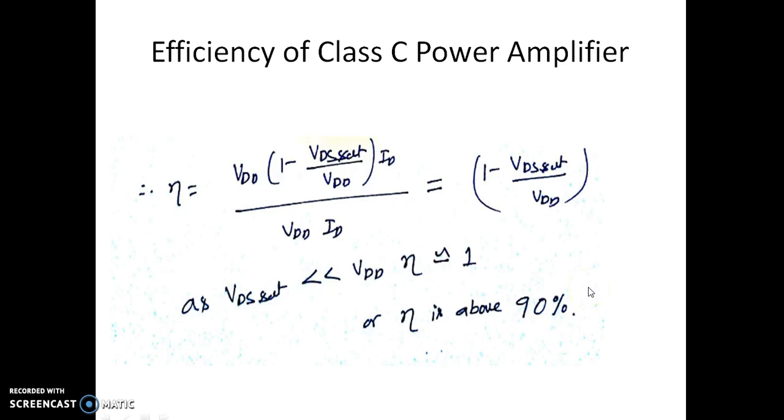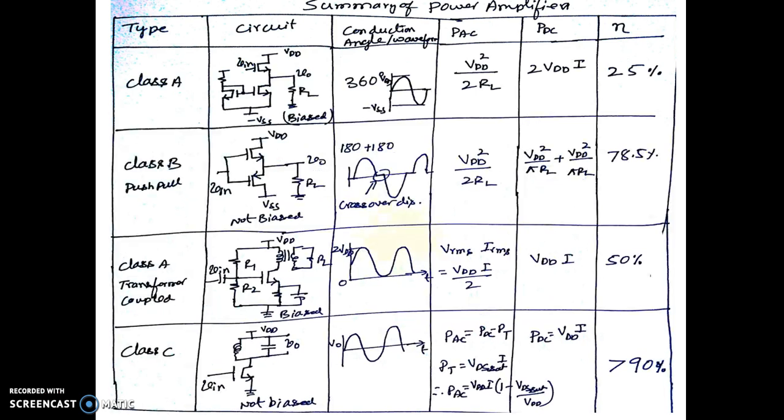So we have seen different types of power amplifiers, starting from class A transformer coupled. We have seen class B push pull amplifier. We have seen class AB, and then we have seen class C also. In the next slide, let us summarize all the power amplifiers.